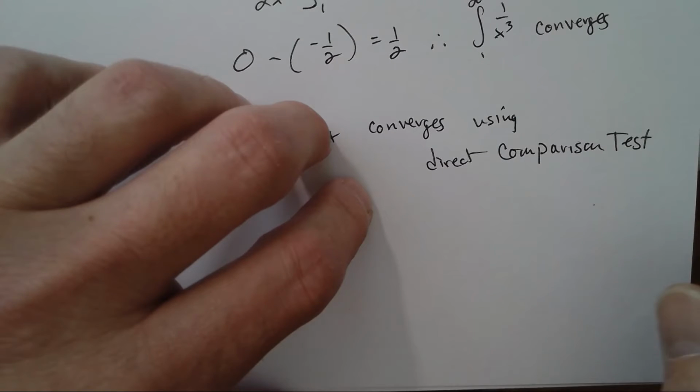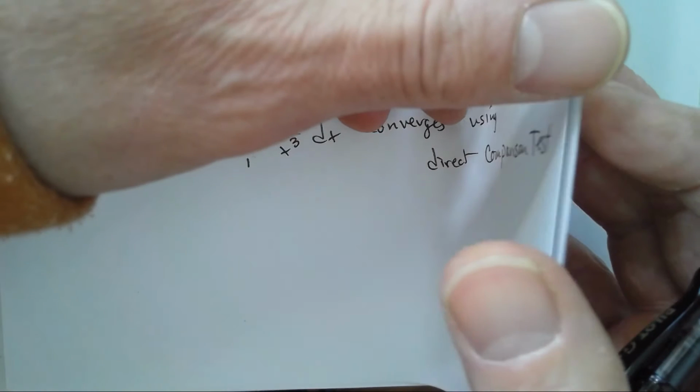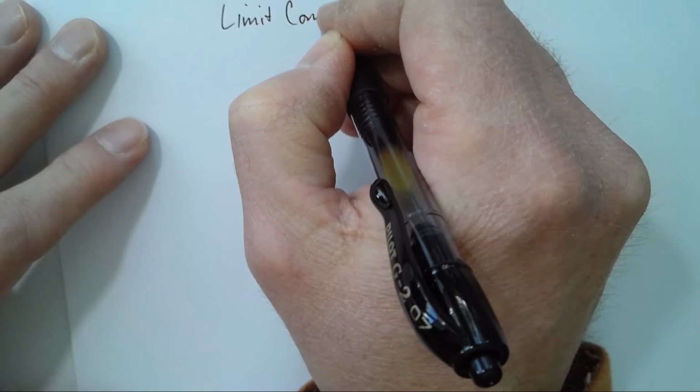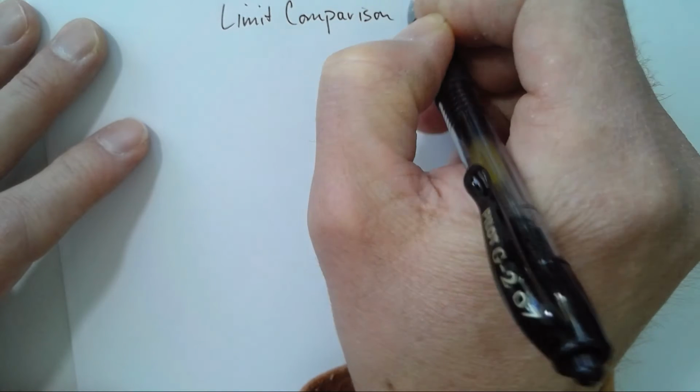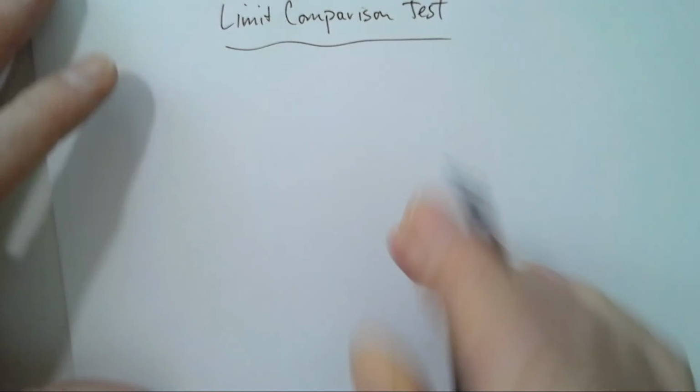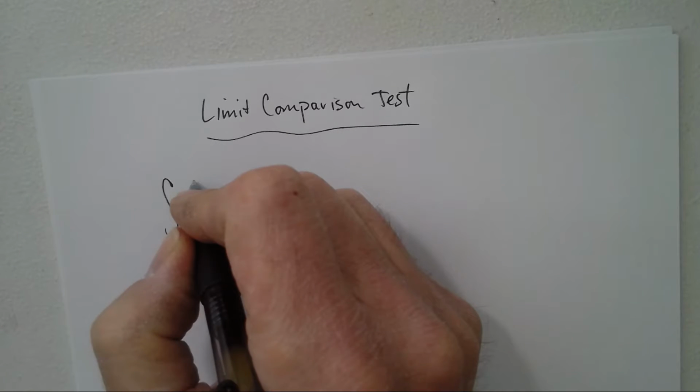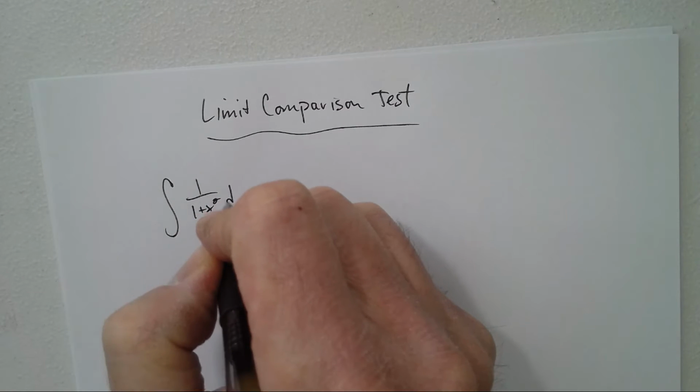Alright, so limit comparison test. Alright, so if you have a function, let's say we're integrating 1 over 1 plus x squared dx from 1 to infinity.